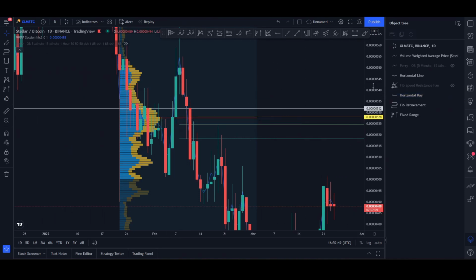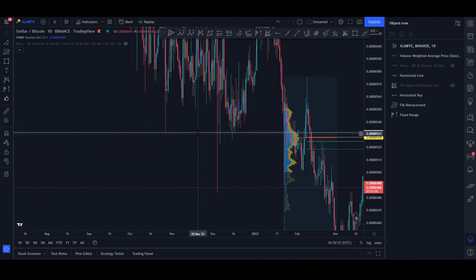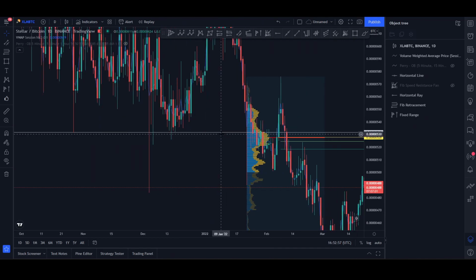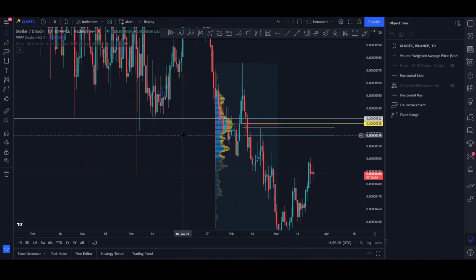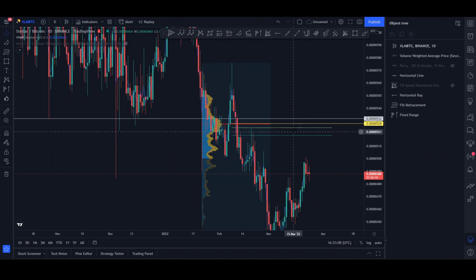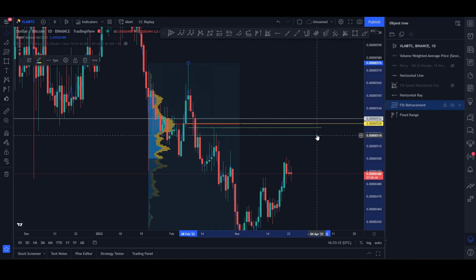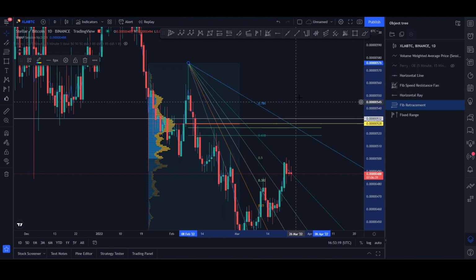And what is very important in my opinion is the SR flip. Look at how we had a really nice support right here. We broke it, and right now it should act as a resistance just because it was acting as a support previously. So that is the key level in my opinion. And as you can see, we also have a golden pocket very close to our key level.